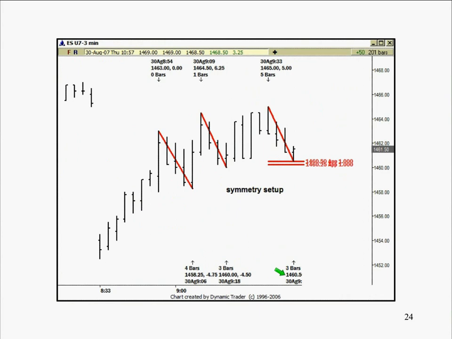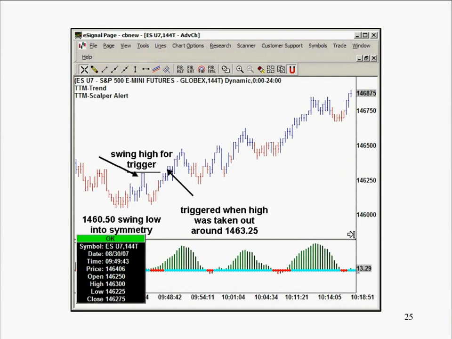That was a 3-minute chart. So again, you can't really see a buy trigger on this 3-minute chart. You need to go to a tick chart for an entry here. So low was made at 1460.5. Okay, so here is where your low was made. Here's the swing high for a trigger. Here's where you took it out. So this would have been your first opportunity for an entry.